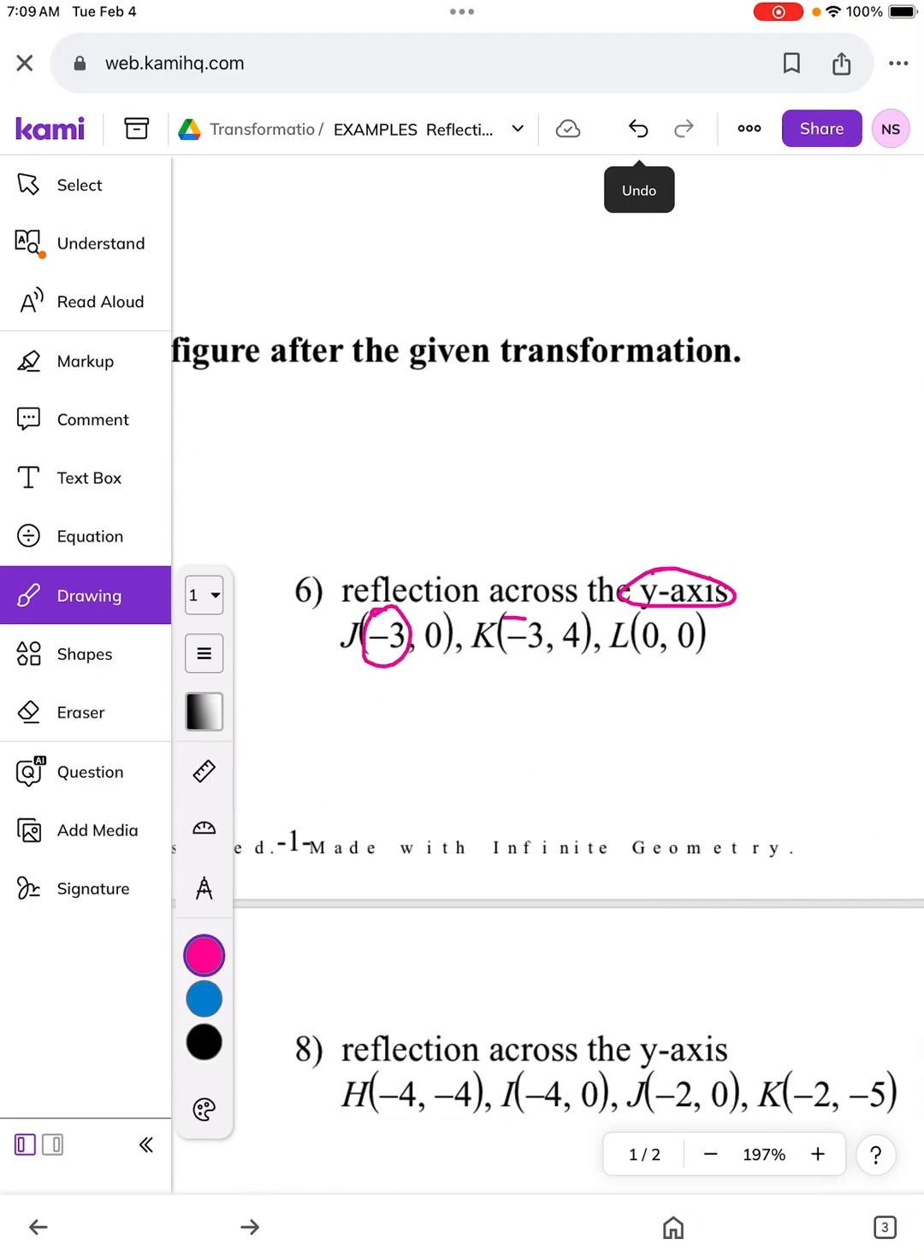This changes, and this changes. So point J, instead of a -3, it's going to be positive. 0 is going to stay the same. Point K, instead of a -3, it's going to change to a positive. 4 is going to stay the same. And with zeros, we cannot do anything, so we'll just leave them as zeros.